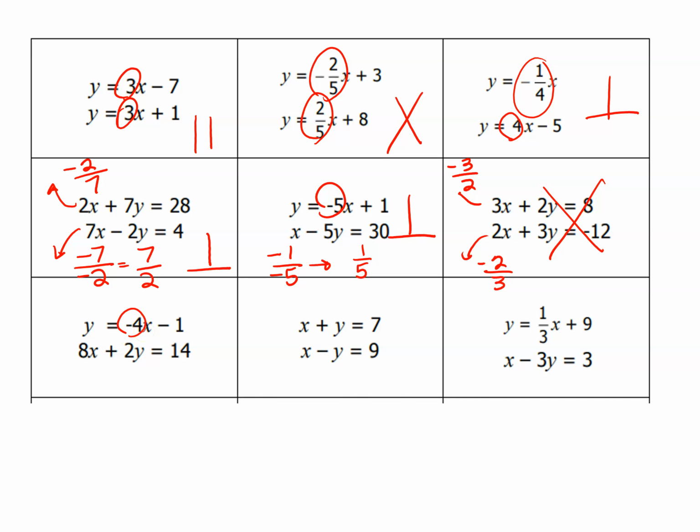Right here, negative 4, this is negative 8 over 2. That's going to simplify to negative 4. Negative 4 equals negative 4, so these are parallel.